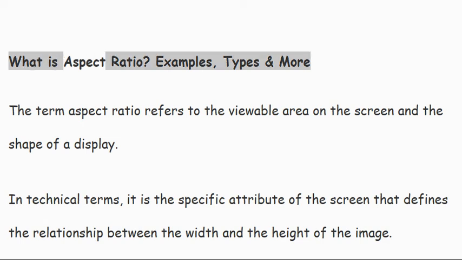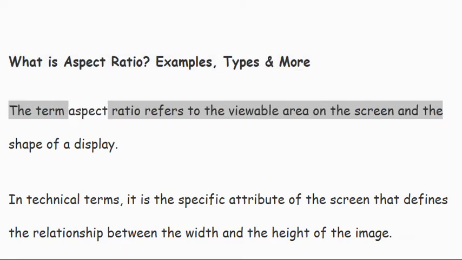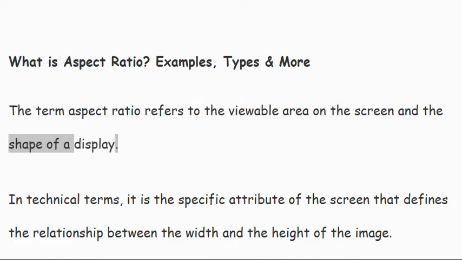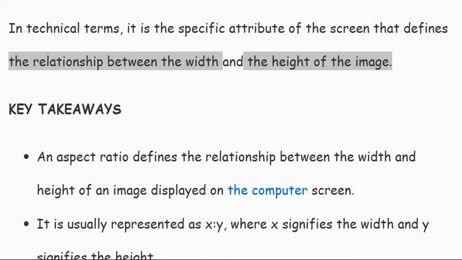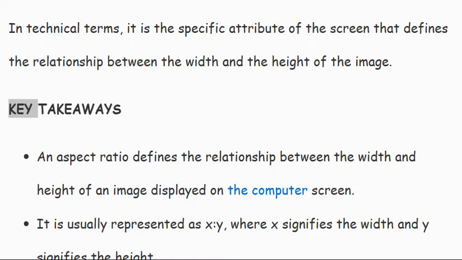What is aspect ratio? Examples, types and more. The term aspect ratio refers to the viewable area on the screen and the shape of a display. In technical terms, it is the specific attribute of the screen that defines the relationship between the width and the height of the image. Key takeaways.